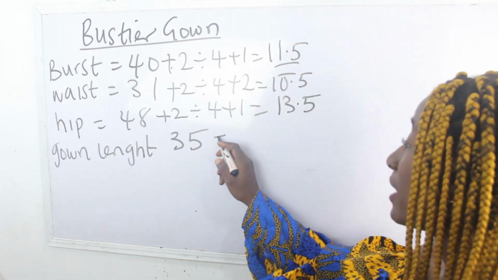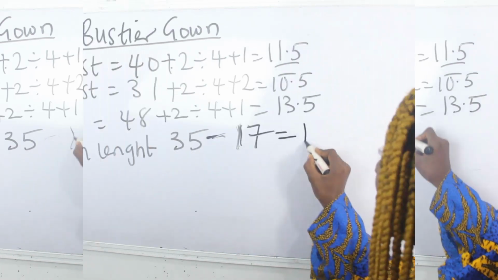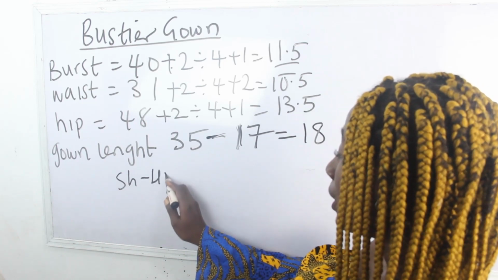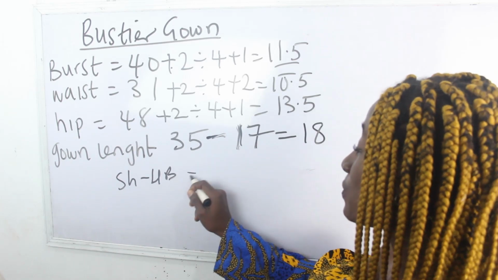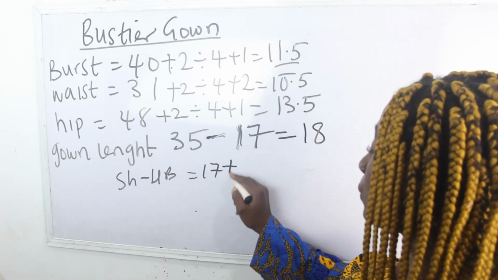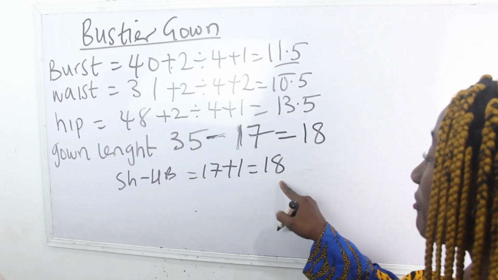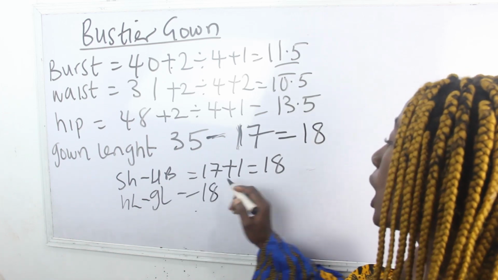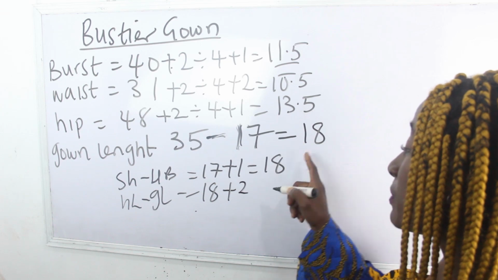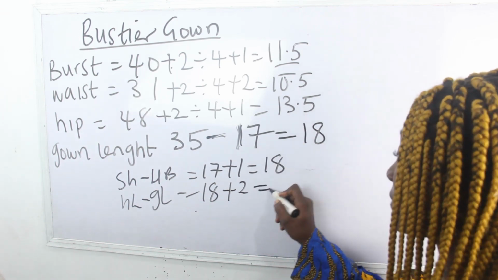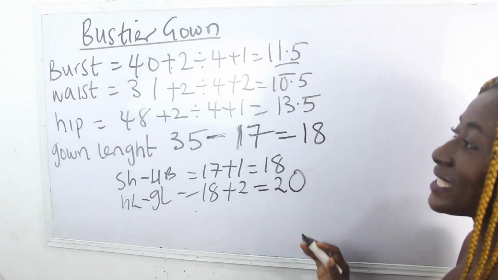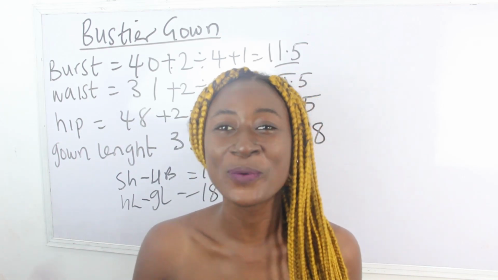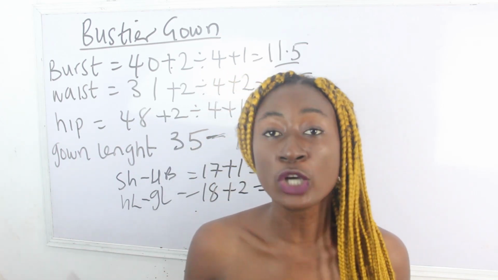So we have 35 minus 17, we have 18 inches. So it means that our shoulder to under bust, which is like our half length, we have 17. We'll go ahead and add 1 inch for our sewing allowance. We have 18. Now from our half length to our gown length, we have 18. We'll go ahead and add about 2 inches because this is where we are going to have our hemming allowance. We have 20 inches. So these are the basic measurements required in order for you to achieve your bustier gown.